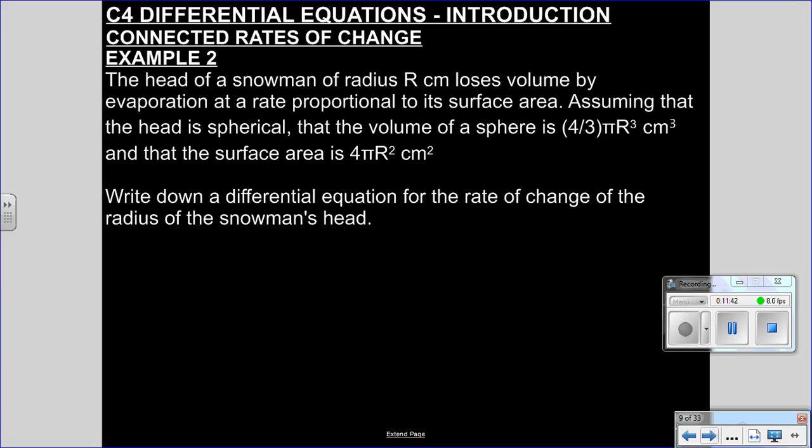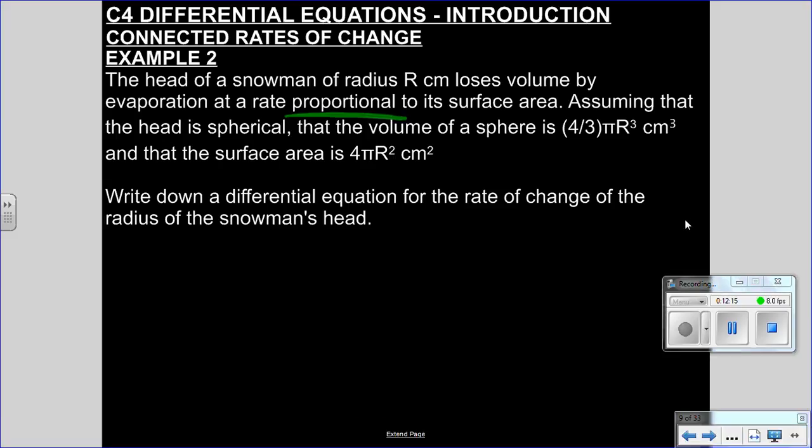Let's go again. Example 2. The head of a snowman of radius r centimeters loses volume by evaporation at a rate proportional to its surface area. Okay, let's bear in mind what that proportion means, how we translate that into maths. Assuming that the head is spherical and that the volume of a sphere is this, and the surface area is this, write down a differential equation for the rate of change of the snowman's head.